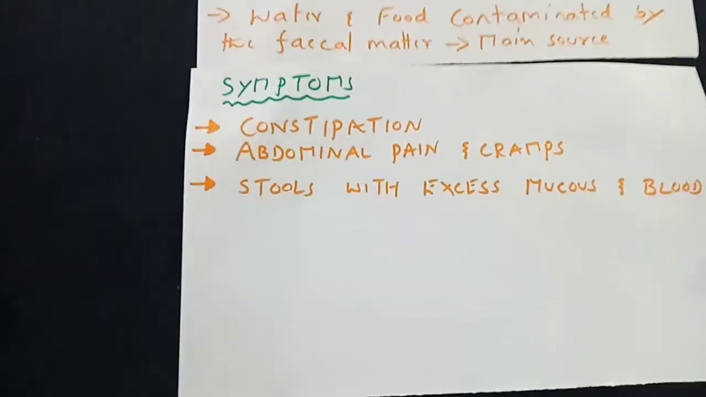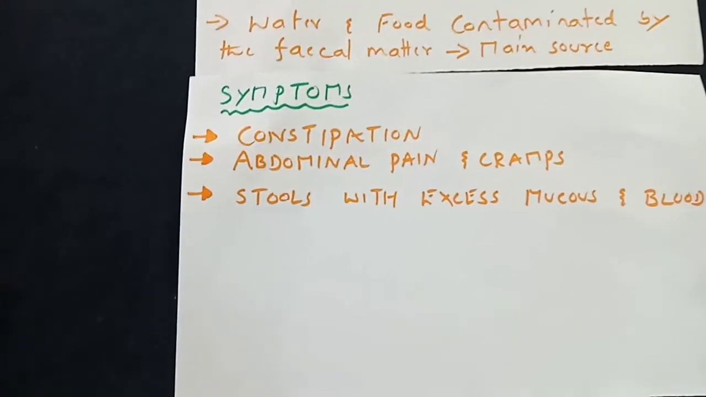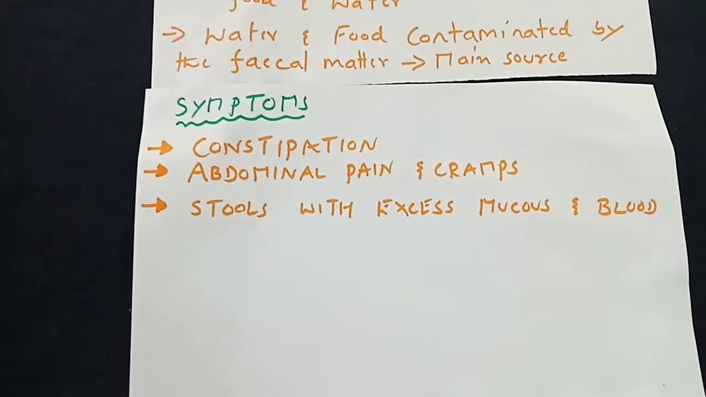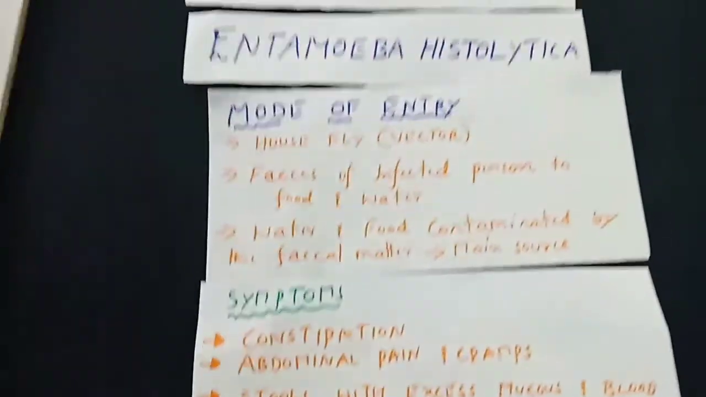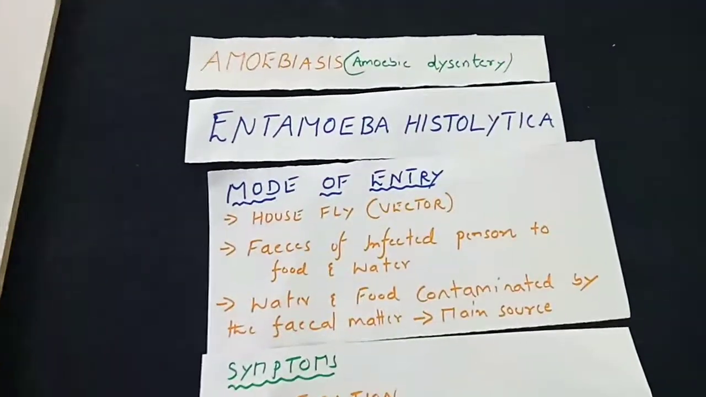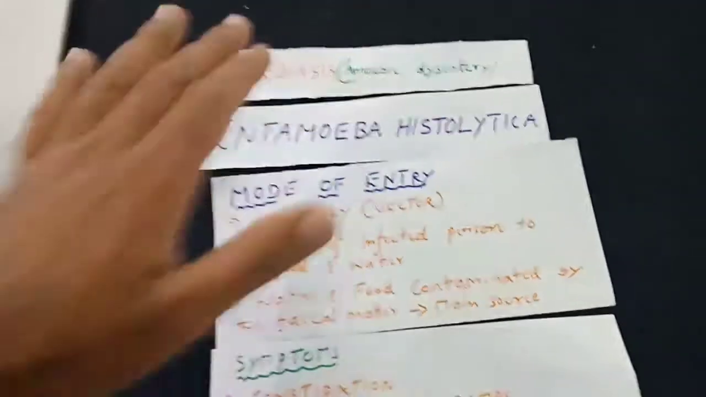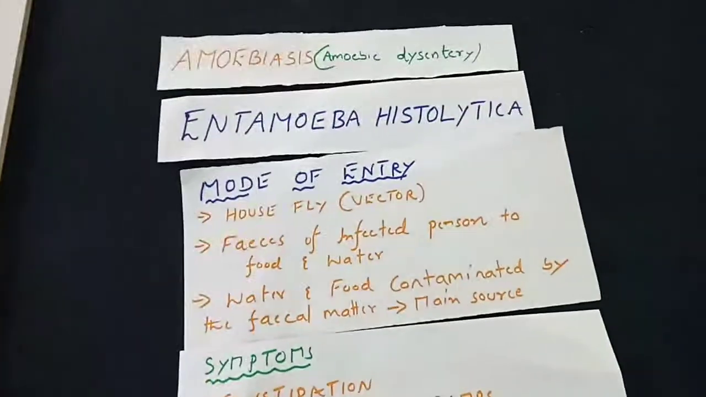Symptoms are constipation, abdominal pain and cramps, then stools with excess mucus and blood clots. So this is all about the symptoms. So we have learnt amoebiasis. Please note this, normally Entamoeba histolytica, remember this name. Got it?